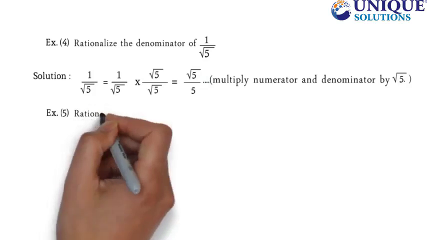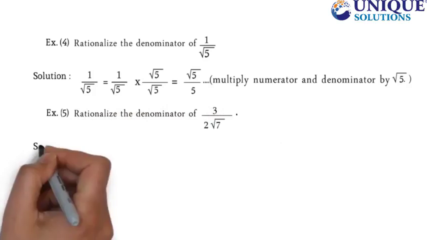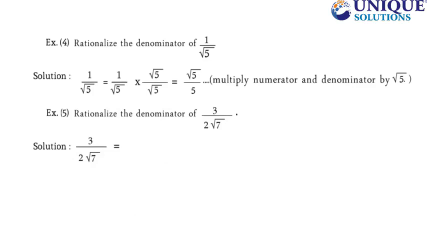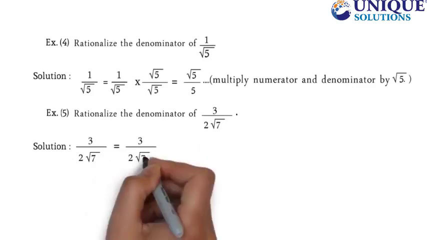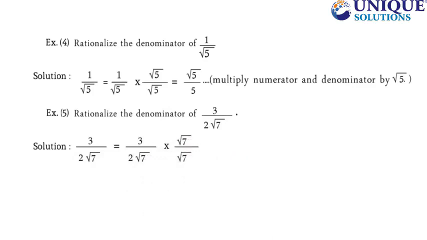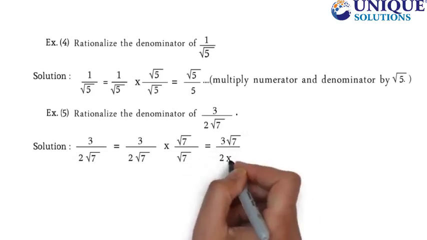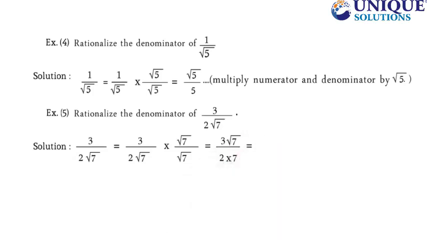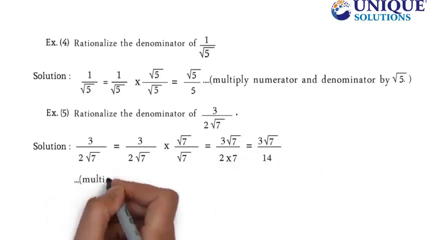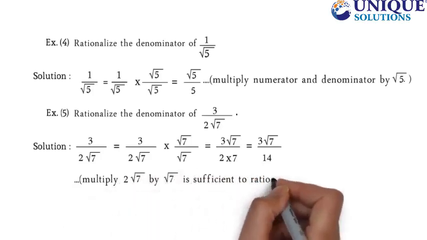Example 5. Rationalize the denominator of 3 upon 2 square root of 7. Solution. 3 upon 2 square root of 7 is equal to 3 upon 2 square root of 7 multiplied by square root of 7 upon square root of 7, which is equal to 3 square root of 7 upon 2 multiplied by 7, which is equal to 3 square root of 7 upon 14. Multiplying 2 square root of 7 by square root of 7 is sufficient to rationalize.